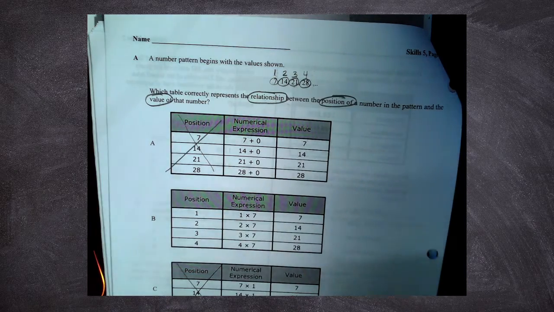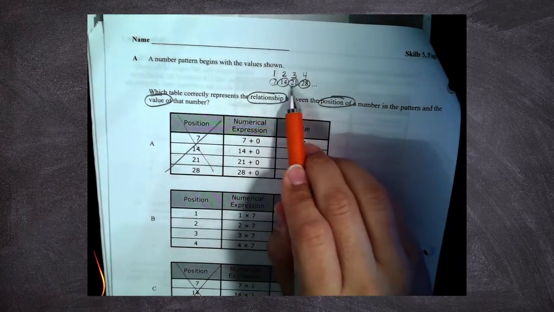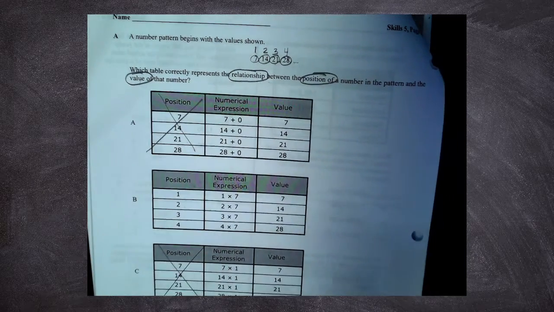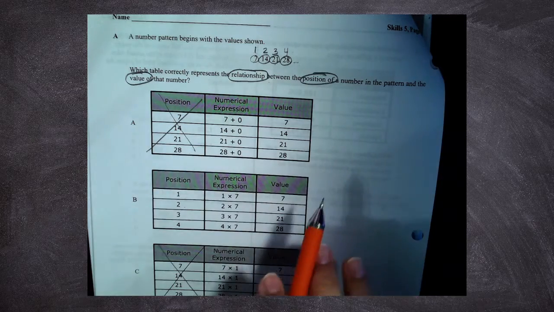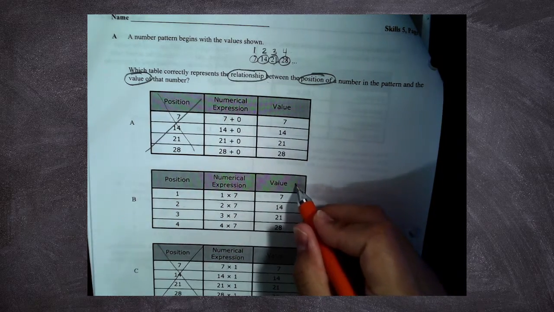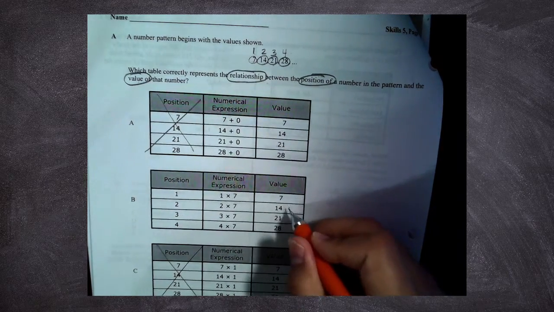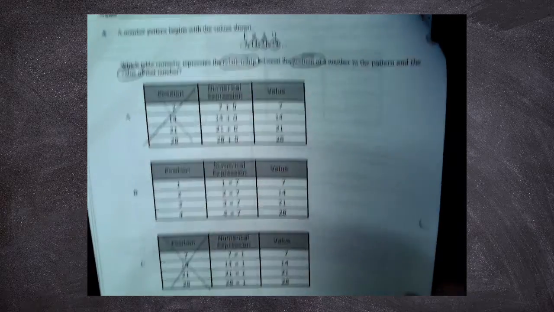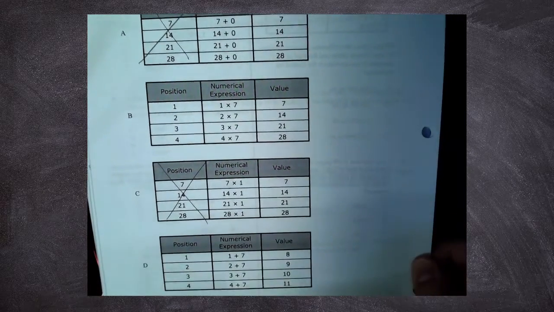I'm going to look at my answer choices again, and I'm going to check the values. If my values match the ones they gave me, then it's good. If my values are different, then I can get rid of it. Answer choice A, I already crossed out. I'm not going to check it. Answer choice B, value 7, 14, 21, 28. All right, that matches what they gave me. Answer choice C, we already crossed out, so I'm not even going to check it.